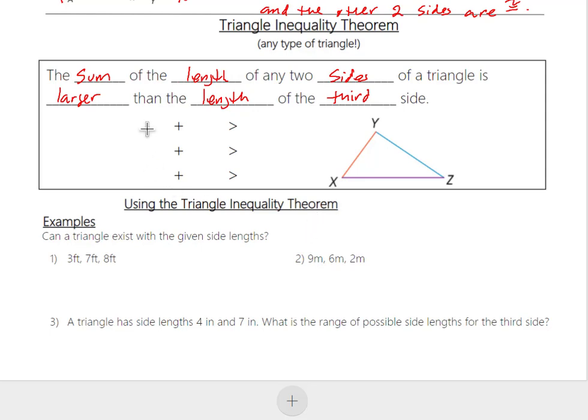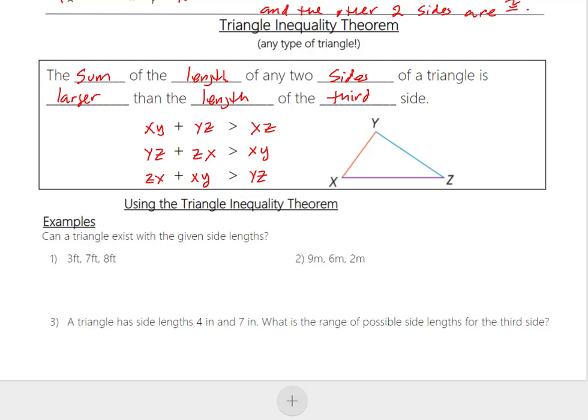So using the triangle inequality theorem, we've got a 3, a 7, and an 8. 8 and 7 adds up to 15. And 3 is less than 15. If we do the two small ones, 3 and 7, that adds up to 10. And 8 is smaller than the 10. So the different combinations tell us that we can have a triangle with the side lengths in number 1.